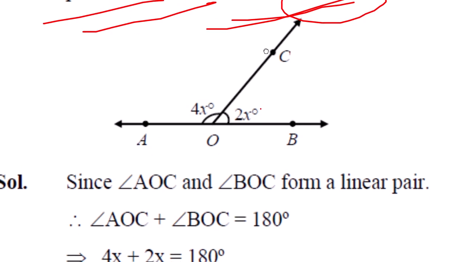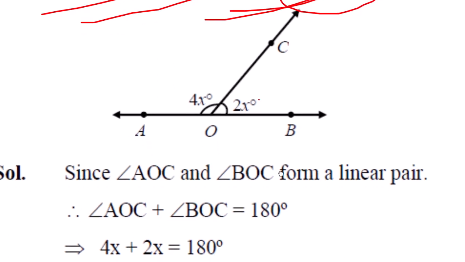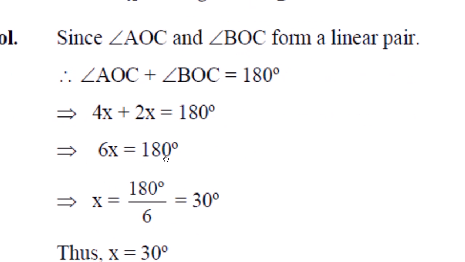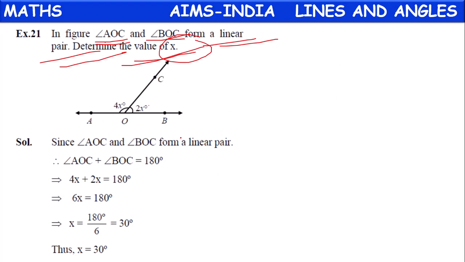So AOC and BOC make a linear pair, which means their sum is equal to 180 degrees. One is 4x, the other is 2x, the sum is equal to 180, so 6x equals 180, and x equals 30.